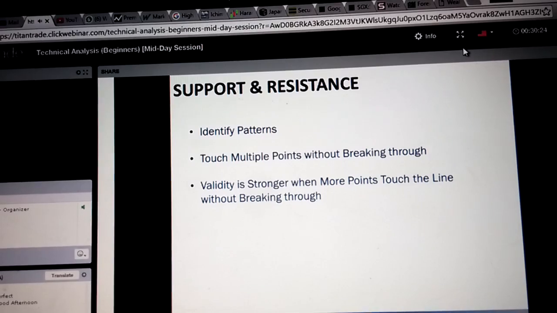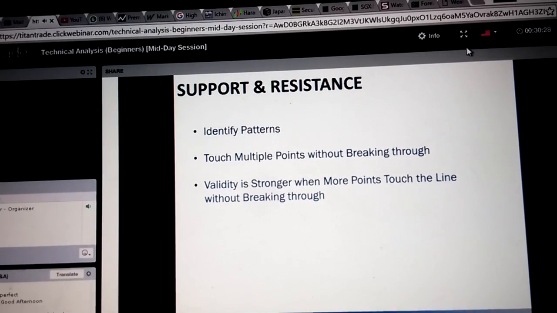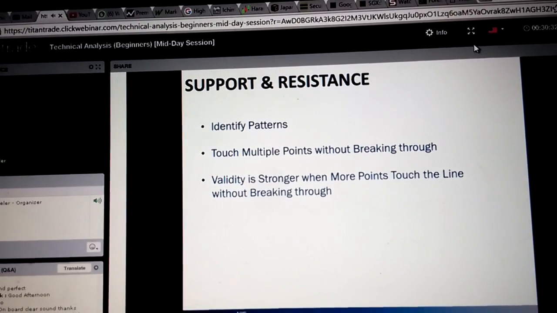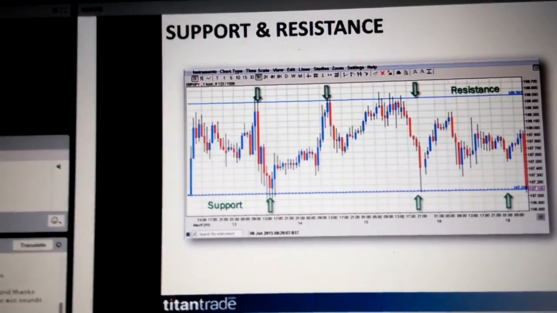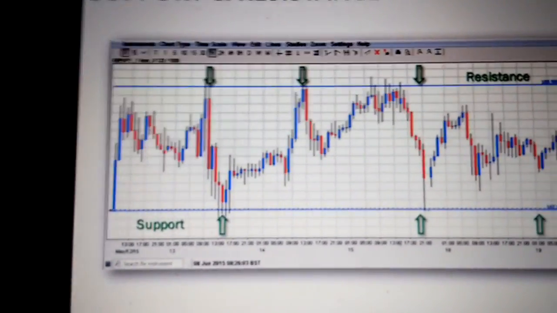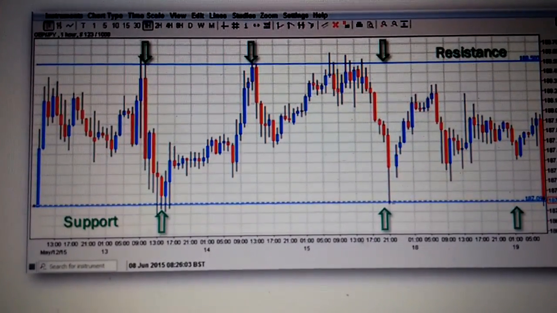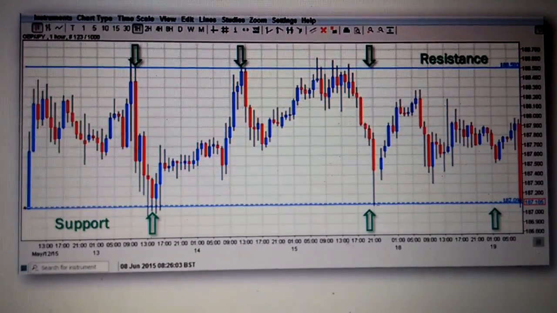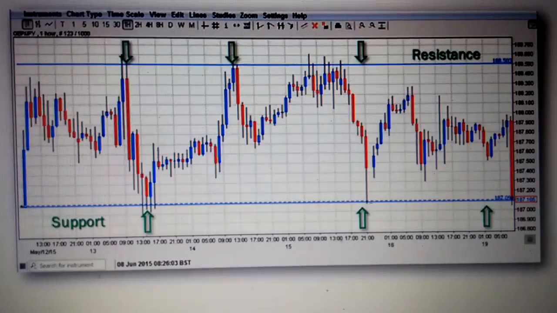Now, the more times an asset has proved unsuccessful in breaking certain price levels, the more validity its support or resistance level holds. So let's take a look at this chart of the Great British Pound and the Japanese Yen. Here, we can very clearly see that our support and resistance levels are keeping the asset's value within a certain parameter, around between 187.105 and 188.503.